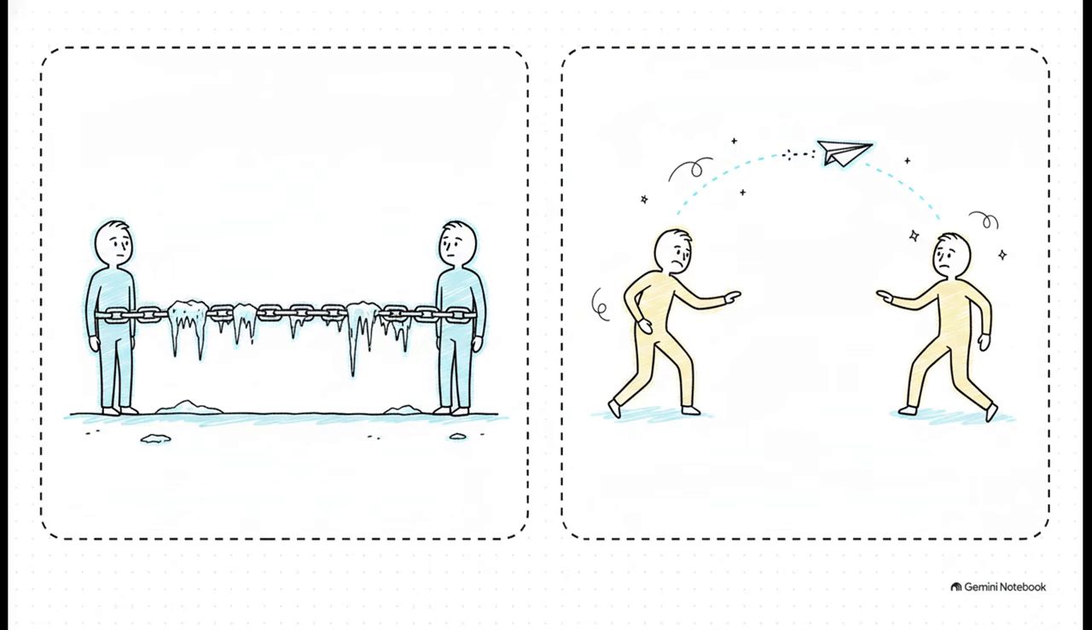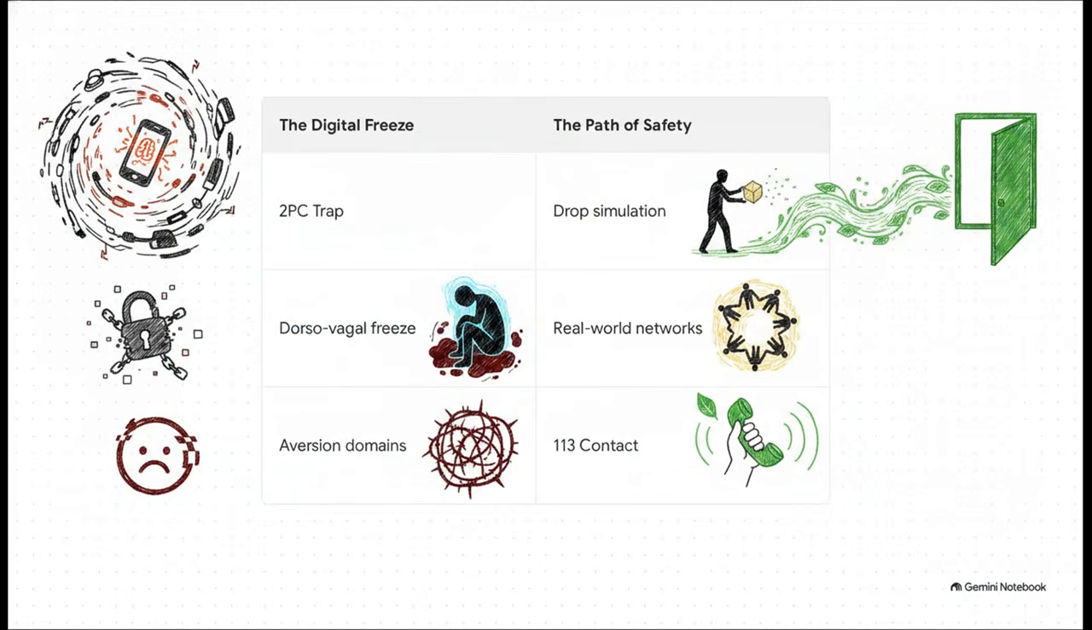The way out is the saga pattern of eventual consistency. You structurally accept the distance as a valid boundary condition, operating asynchronously so you don't crash your entire system just sitting around waiting for a single ping. So here is the ultimate triage split. Over on the left, we've got the digital freeze, demanding that synchronous ping leads to metabolic exhaustion and forces the brain to run on aversion processing domains. It's awful. But on the right, we have the path of safety, dropping the digital simulation entirely.